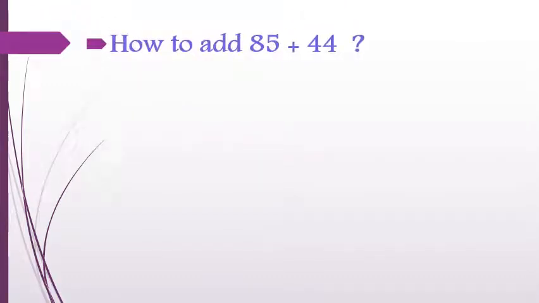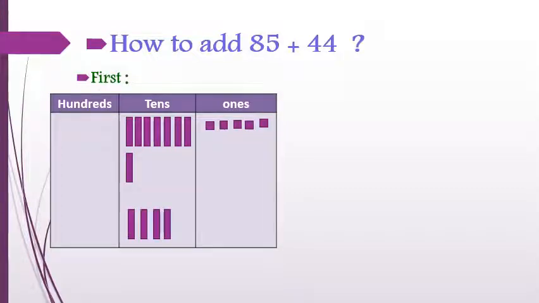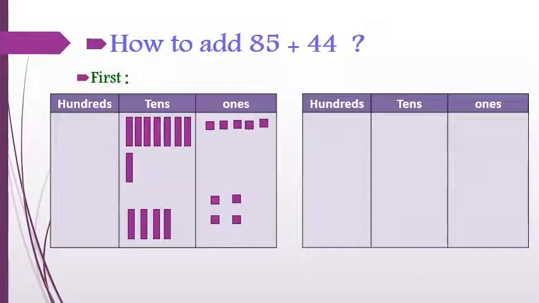And now how to add 85 plus 44. First, show the numbers on a place value mat. 85 is represented as 8 sticks and 5 small squares, and 44 is represented as 4 sticks and 4 small squares. And start counting the ones. The ones here is 9, and these 9 ones don't need to regroup, so I will draw them as they are. Then count the tens.